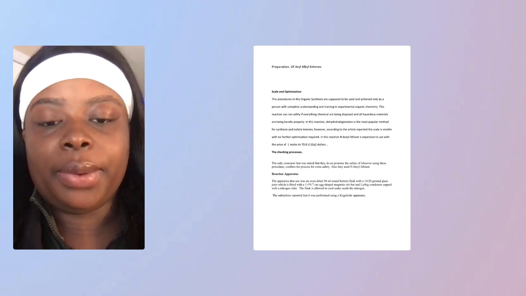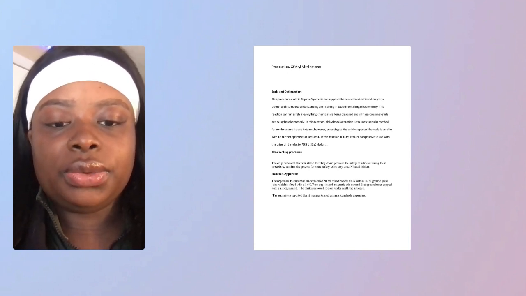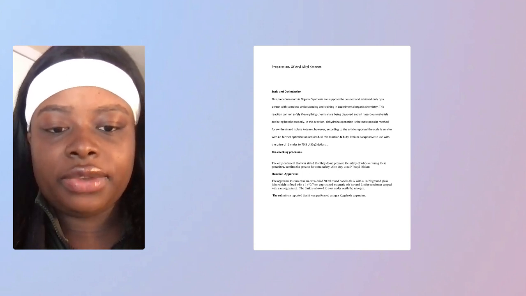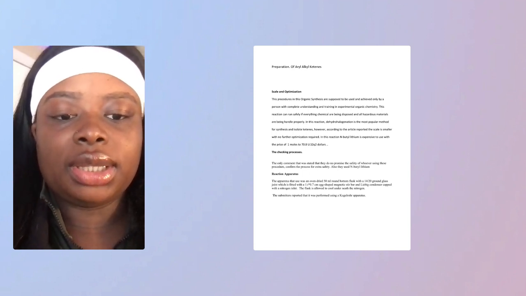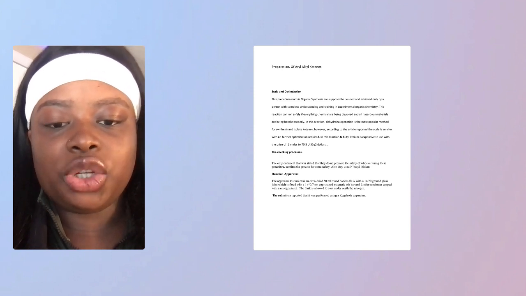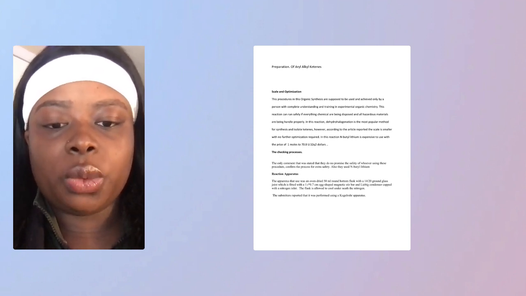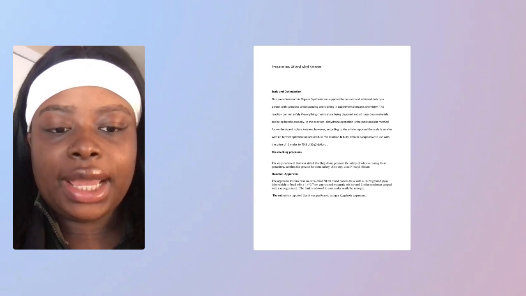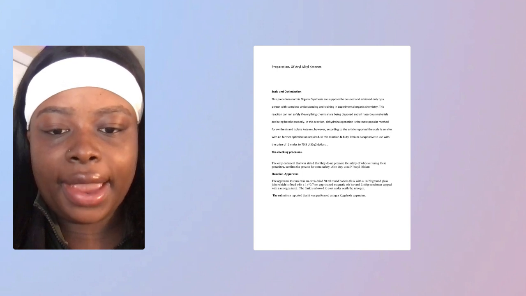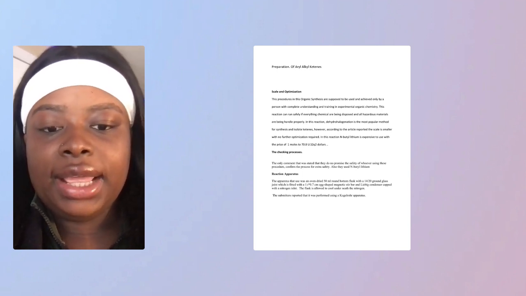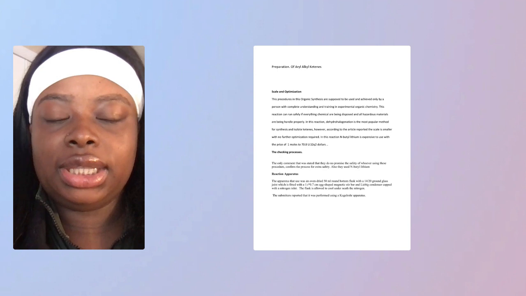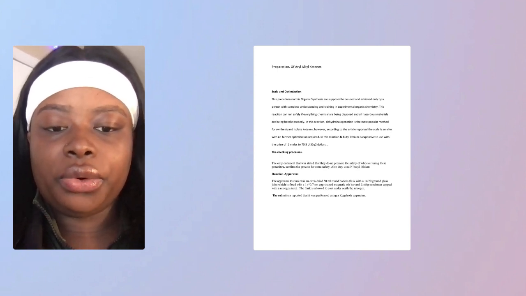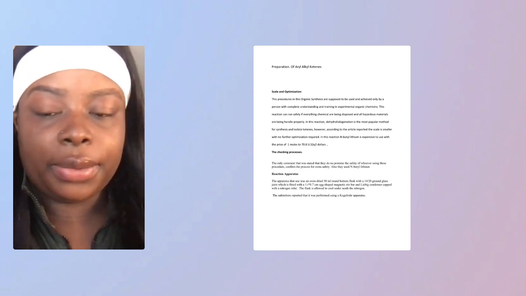Reaction apparatus. The apparatus that they used was an oven-dried 50 milliliter round bottom flask with a 14/20 ground glass joint, which is fitted with a 1.07 centimeter egg-shaped magnetic stir bar and a Liebig condenser capped with a nitrogen inlet. The flask is allowed to cool under nitrogen. The submitter reported that it was performed using a Kugelrohr apparatus.